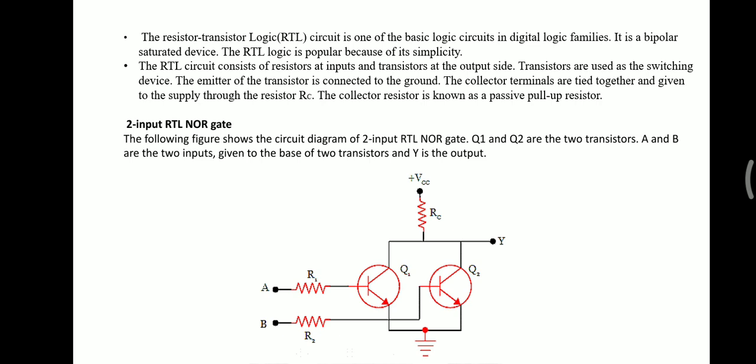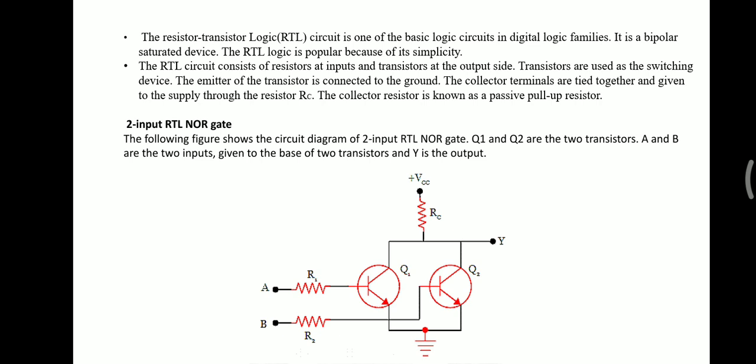The emitters of both the transistors are connected together to the ground, and the collector terminals are tied together and given to the supply through the resistor RC. The supply voltage VCC is given to the collectors of both the transistors. The collector resistor is known as a passive pull-up resistor, because through that resistor we give the supply, that is VCC. It is called a pull-up resistor.